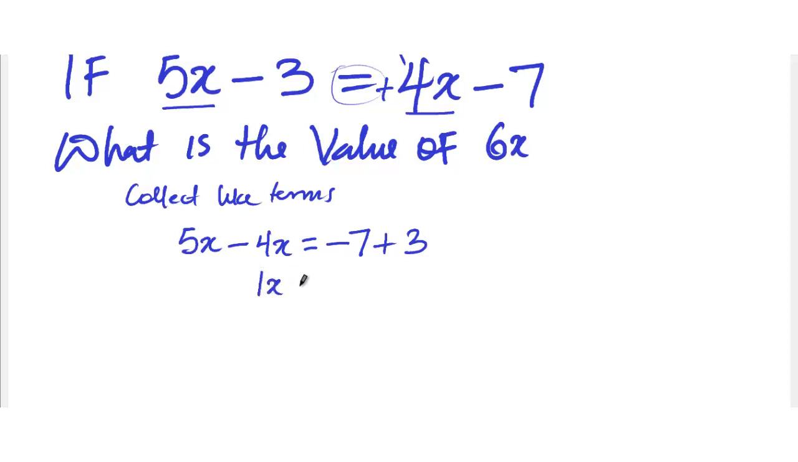1x or x. Then minus 7 plus 3 will give us minus 4. So x is equal to minus 4 over 1, which is minus 4. All right, so that's the value of x that will make this left-hand side equal to this right-hand side. But our focus now is to find the value of 6x.